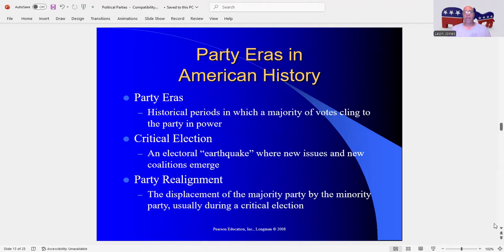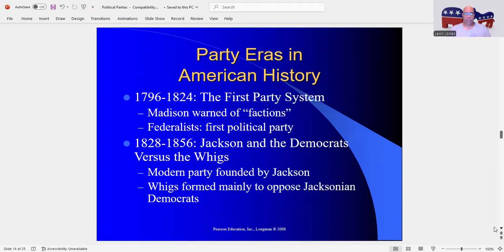Now, party eras in American history. Well, historical periods in which a majority of voters cling to the party in power. Then you have a critical election, an electoral earthquake where new issues and new coalitions emerge. Party realignment. That's the displacement of the majority party by the minority party, usually during a critical election. Now, from 1796 to 1824, the first party system, Madison warned of factions. Federalist, first political party. Then from 1828 to 1856, Jackson and the Democrats versus the Whigs, modern party founded by Jackson. Whigs formed mainly to oppose Jacksonian Democrats.